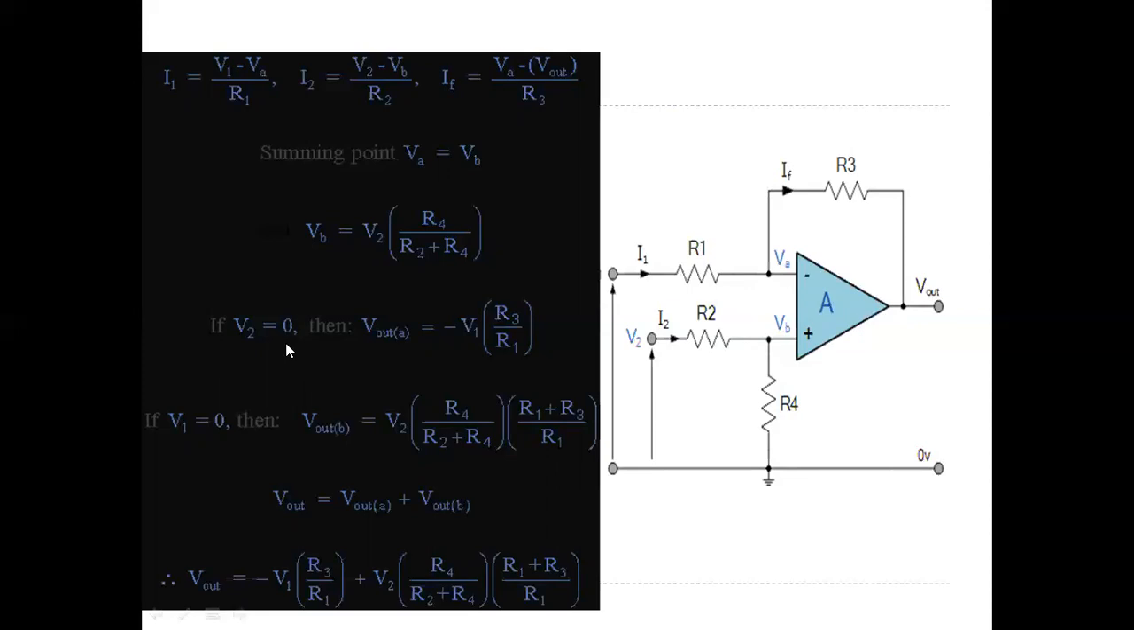So if V2 is 0, then what is the output? That means here we are maintaining this source as 0 and we are applying only V1 here. So what is the output voltage by the effect of V1? Whenever we are applying some voltage V1, V0 is equal to minus V1 into R3 by R1.